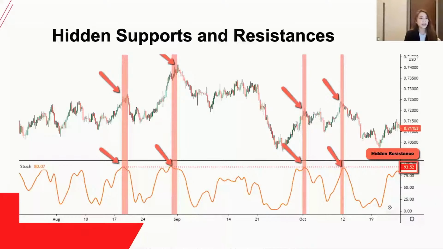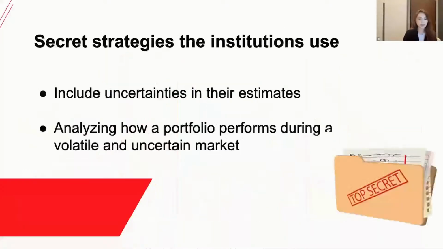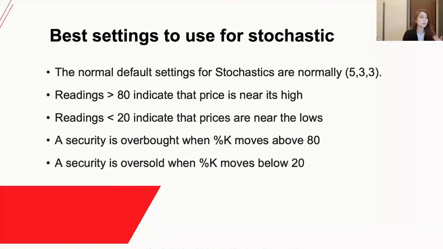We are looking at something called the hidden support and resistance. Backtracking a little, on this slide we are looking at highs that are at 80 and lows that are about 20. So we are looking at these two as resistance and support.